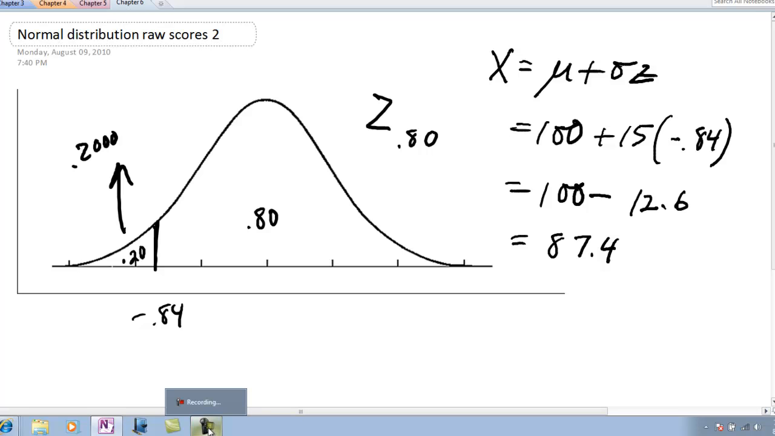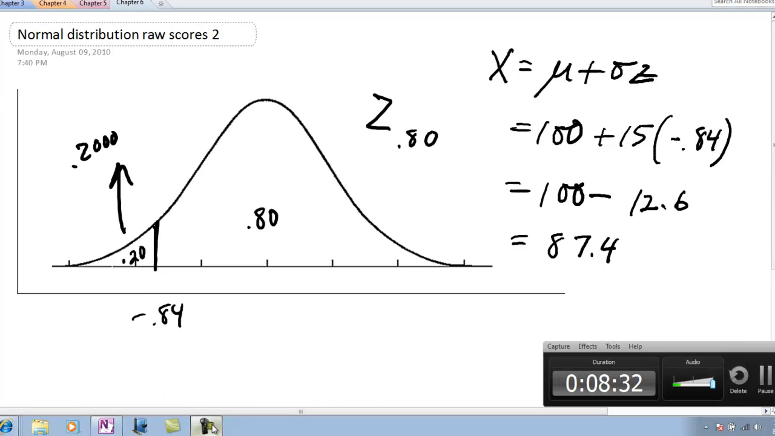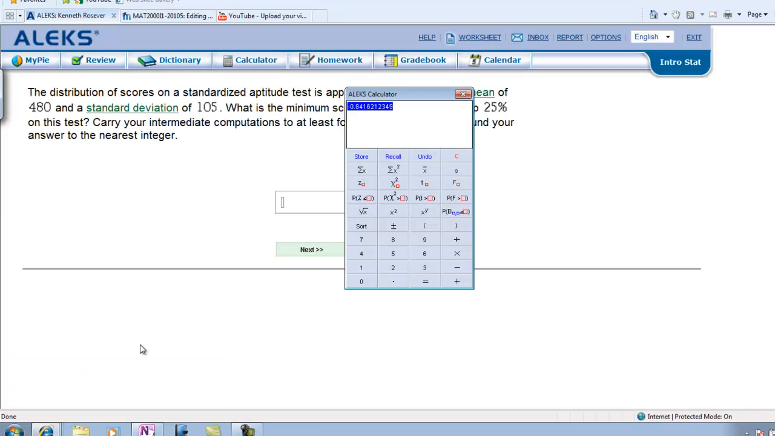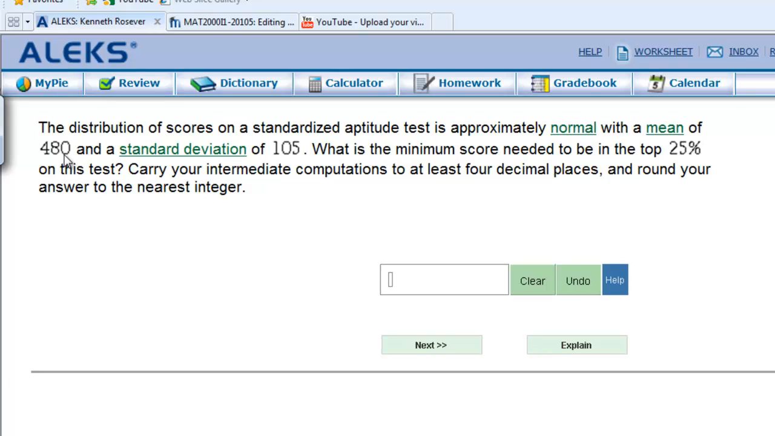And maybe I can do a problem. Let's see how much time I have. Yeah, I have time to do one real quick. So let's actually do a problem. This is a standard aptitude test, and it's approximately normal with a mean of 480 and a standard deviation of 105. What is the minimum score needed to be in the top 25%?